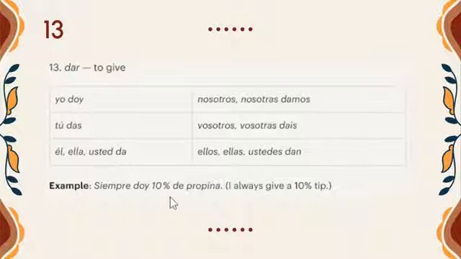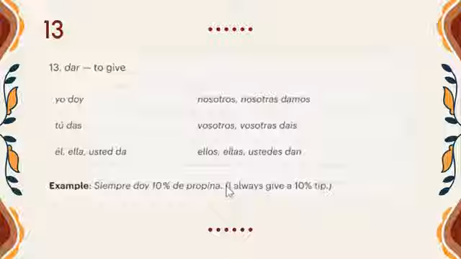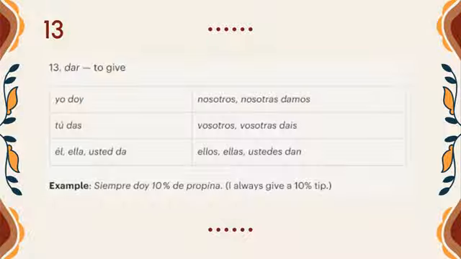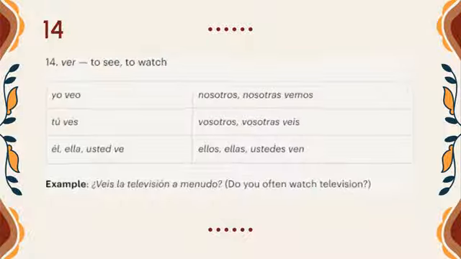And the example they give is "Siempre doy 10% de propina." I always give a 10% tip. Sorry, I forgot the word for 10 for a second. Ver is to see or to watch. Can be used pretty interchangeably.